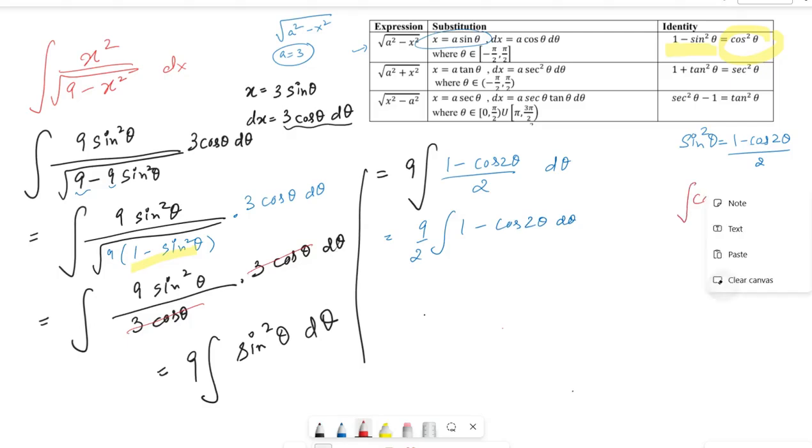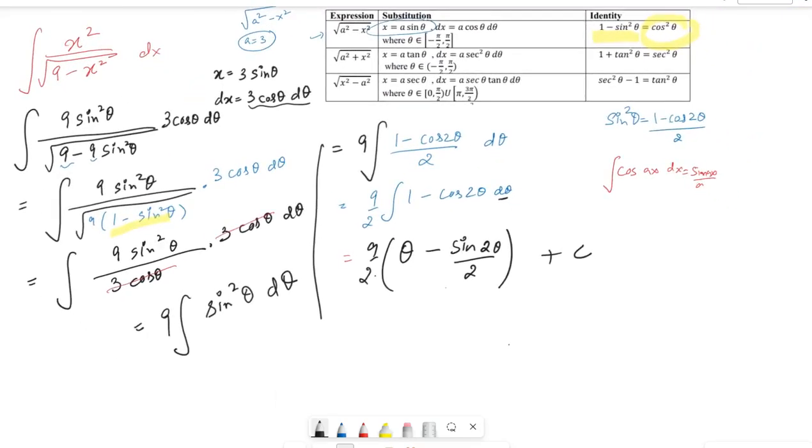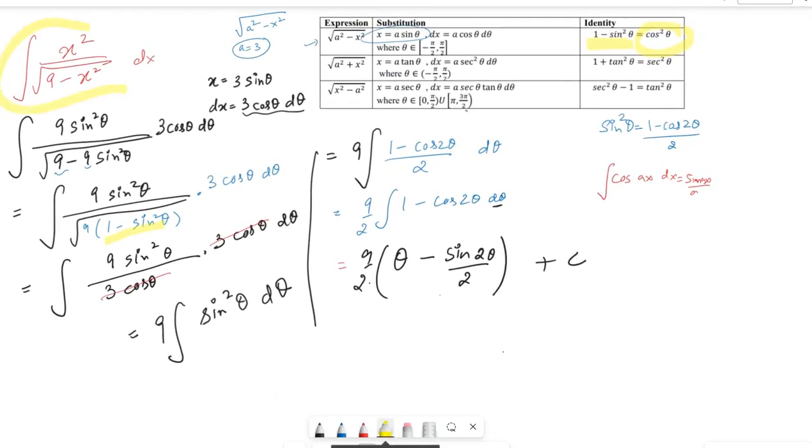The integral of cosine ax dx is sine ax by a. So using that, 9 by 2, the integral of 1 is just theta because we are integrating with respect to theta, minus the integral of cosine is sine 2 theta by 2, plus c. So we're almost there. But this answer is in terms of theta and our original question is in terms of x. So our final answer should also be in terms of x.